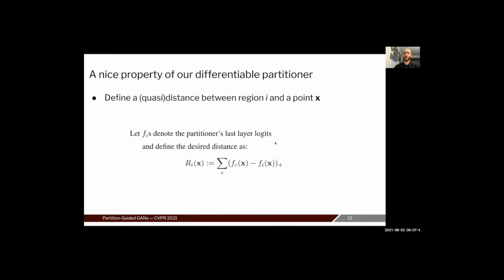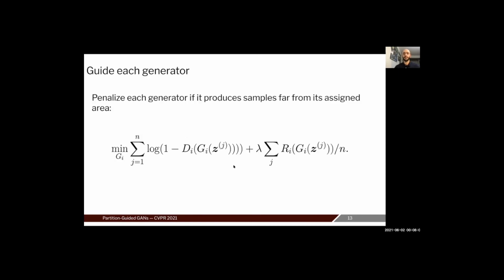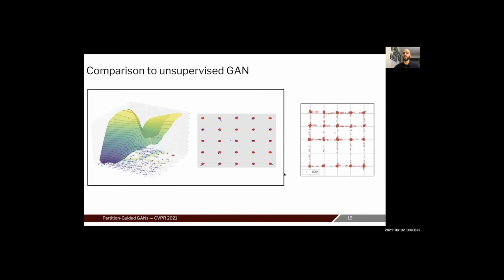Now that we have a differentiable space partitioner, we can use it to define a distance between every region and every point X. If you take the last layer's logits and define R as follows, you would have a very nice property of being 0 everywhere in the partition C, and the further away X is from that partition, the larger the value it gets. If we add R as a penalty to the generator's loss function, we would be able to provide directional gradients to G, even if for whatever reason D is not able to provide that. And we can guide G towards this designated region. Combining these two tricks, you can see that we are able to recover significantly more modes.